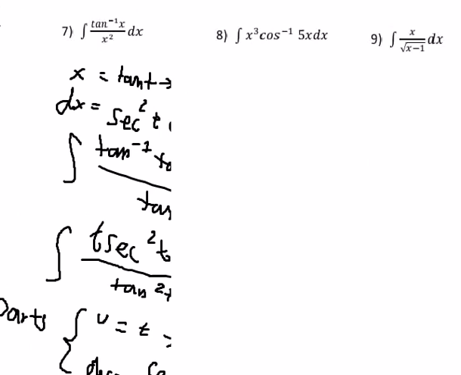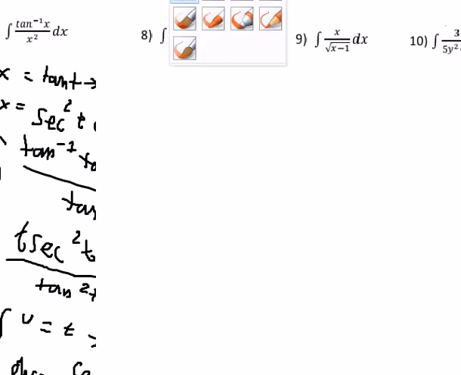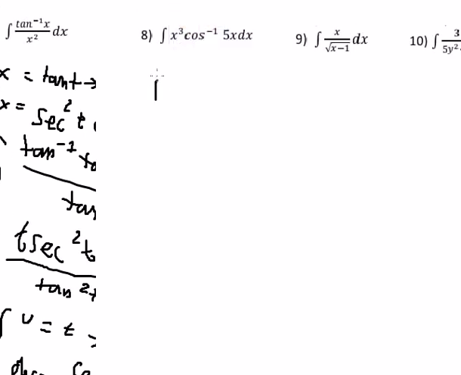The next one, number 8, we use integration by parts. So we have two things. I put u equal to arc cosine 5s.